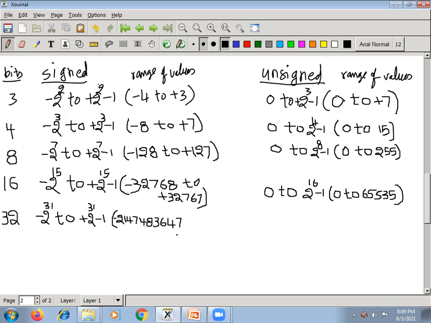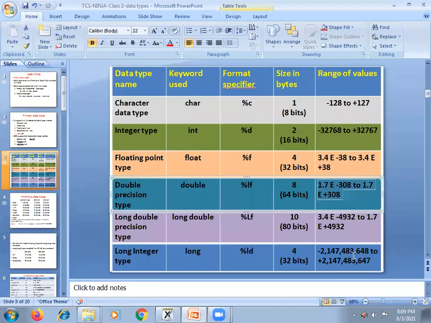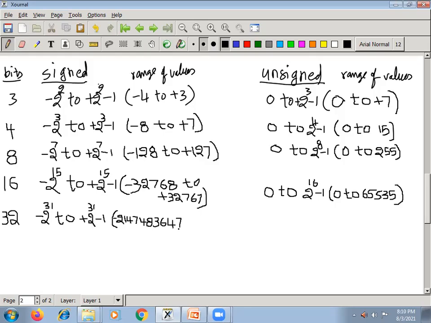Sorry, on the negative side, 2 power 31 means this is 48, minus 1 means 47. Let me rub this and write it clearly. Okay, so 48. How to remember this? 21, 47, 48, 36, 48.